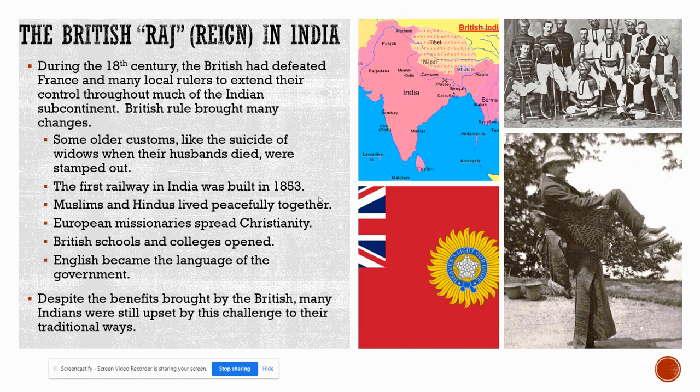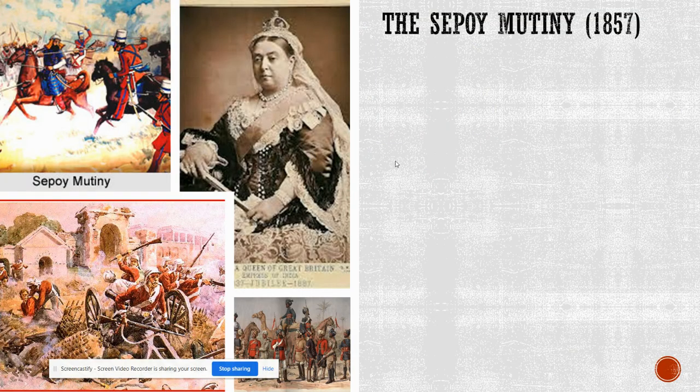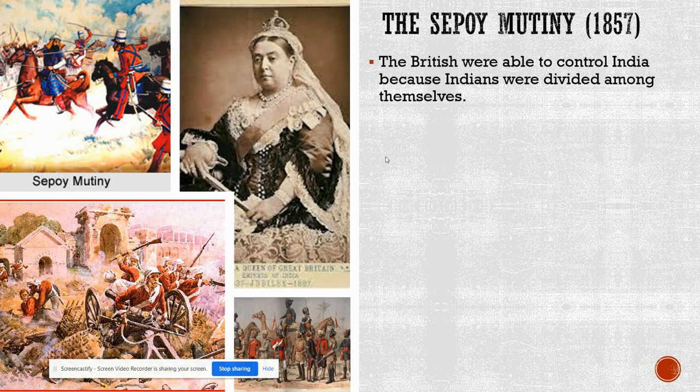And despite the benefits brought by the British, of course, many Indians were still upset by this challenge to their traditional ways. So they, of course, wanted to get rid of the British. They wanted to have their own country. So the Sepoy Mutiny is one of the first outbreaks of Indian independence.